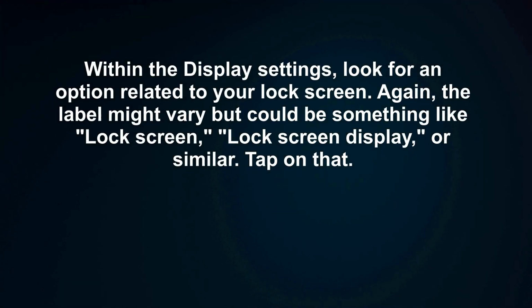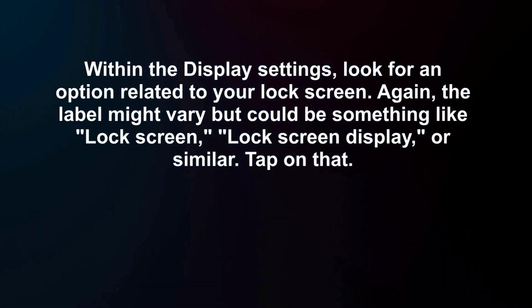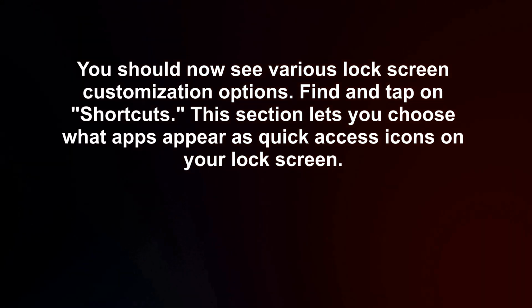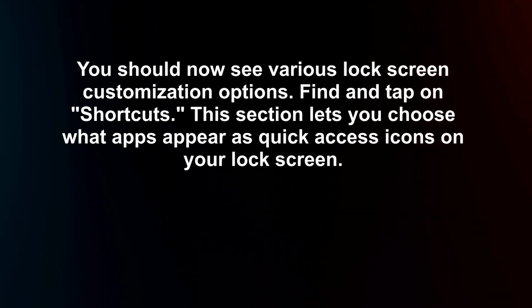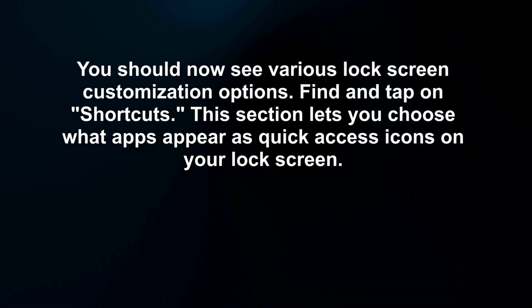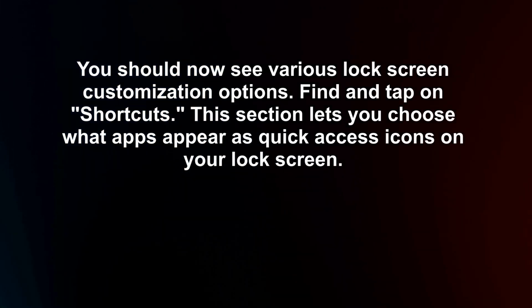Again, the label might vary but could be something like lock screen display, or similar. Tap on that. You should now see various lock screen customization options. Find and tap on shortcuts. This section lets you choose what apps appear as quick access icons on your lock screen.